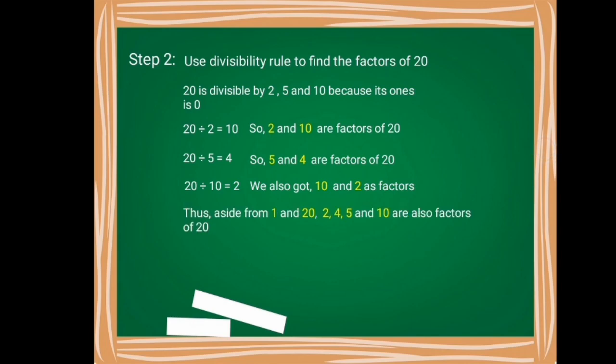Thus, aside from 1 and 20, 2, 4, 5, and 10 are also factors of 20. All in all, the factors of 20 are 1, 2, 4, 5, 10, and 20. So, ayun ang mga factors ng 20. Nakuha na natin ang factors ng 15 at saka ng 20. Step 3 na tayo.